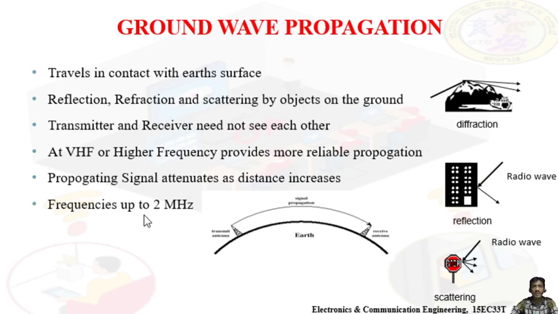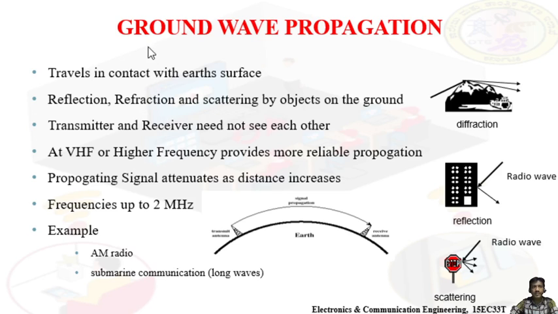The frequency is up to 2 megahertz. The transmitting frequency is a maximum of 2 megahertz. Examples are AM radio and submarine communication, that is, long wave.